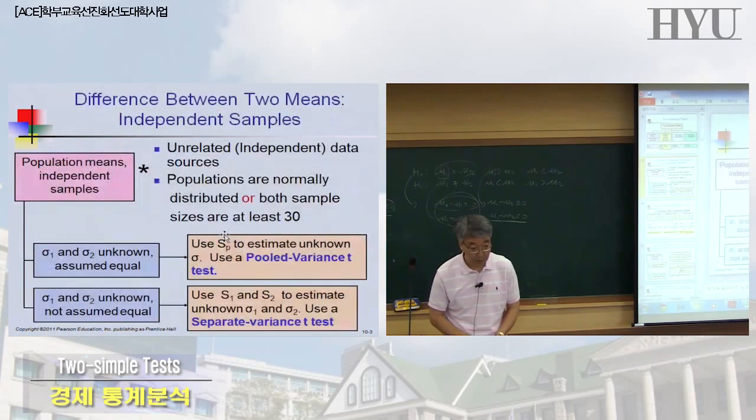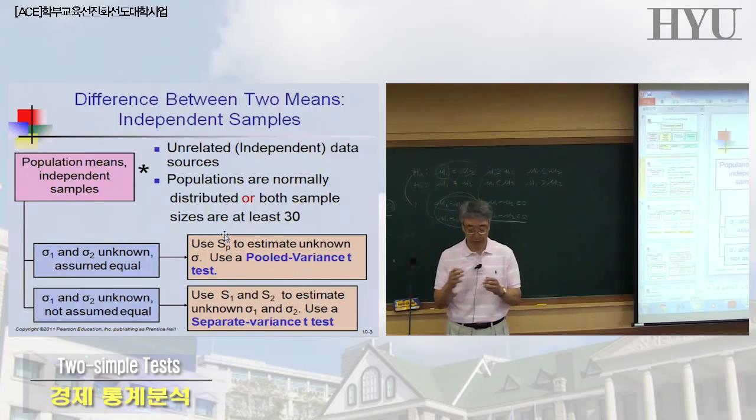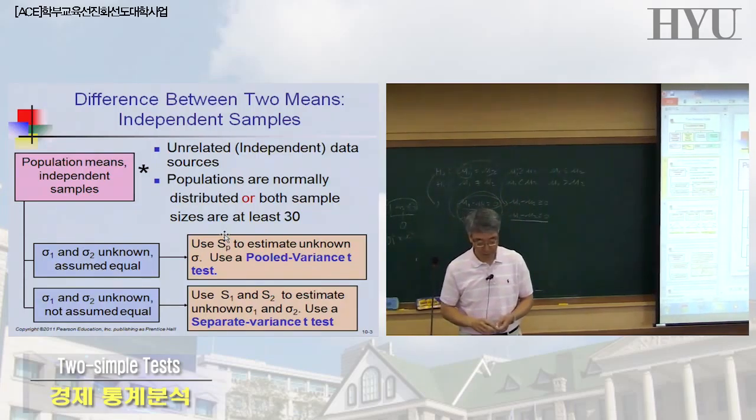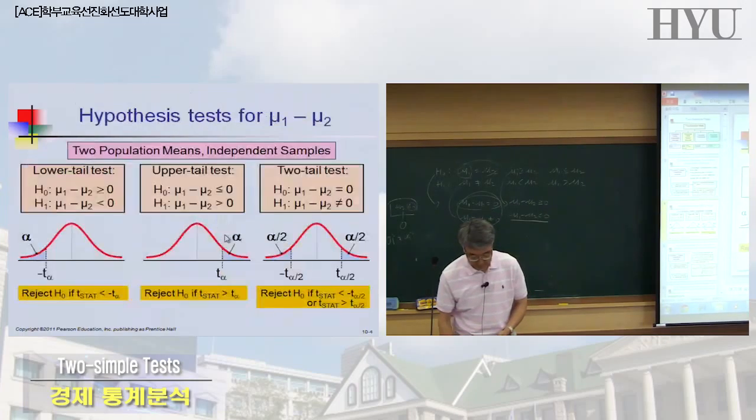I'm sorry, what? Why is the assumption instead of "and" or "or"? Why? I mean, if you know the populations are normal, then you don't need a large sample size, right? But if you don't know that the populations are normal, then you need the large sample size. Okay? Okay. Yeah.